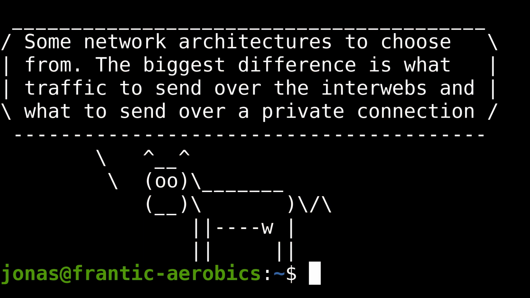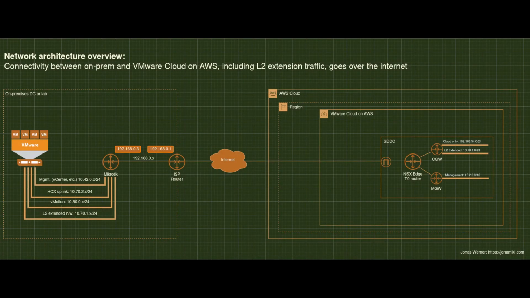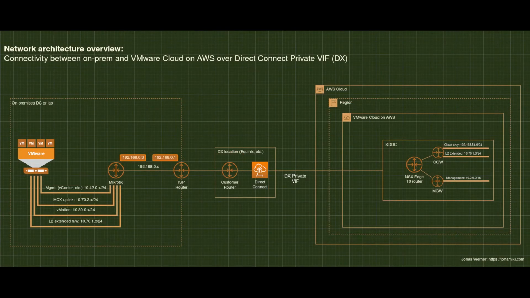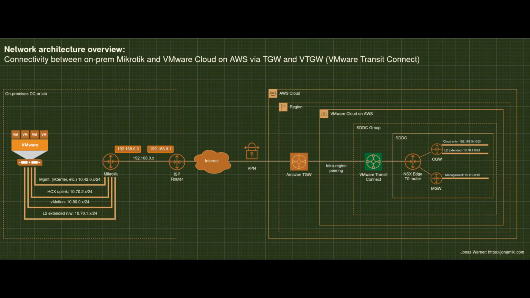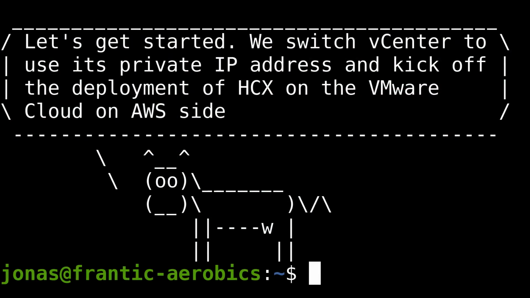But there are many ways of doing this. So let's look at a few architectures. You can do everything across the internet, the L2 extension included. You could have a DX line, Direct Connect. Or you could have a split of the two, so you have the L2 extension over the internet and the VPN for the rest. And you can do what I do here, which is a VPN to a TGW, which pairs with a vTGW and then connects to the SDDC.